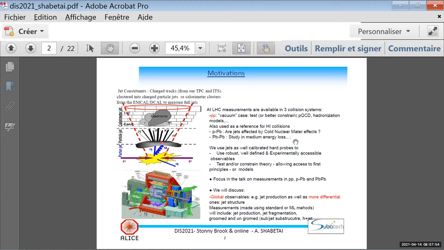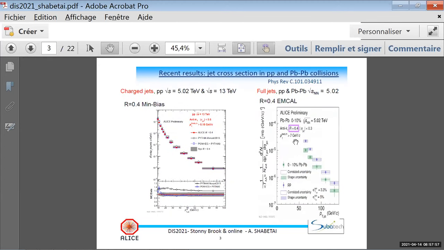So on this slide, you can see two measurements of the jet cross section for the resolution parameter of 0.4 in pp and Pb-Pb at 5 and 13 TeV. The left plot is showing you charged jets at 13 TeV going up to 100 GeV in pT compared to pQCD. And you see that POWHEG and PYTHIA8 are agreeing quite well with our data. Then if you look at the right plot, you can see a comparison between the full jet measurement, including again the calorimeter, for the same resolution parameter of 0.4. And you have a comparison between the pp and the Pb-Pb spectra.